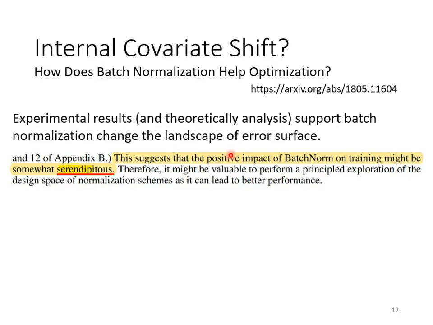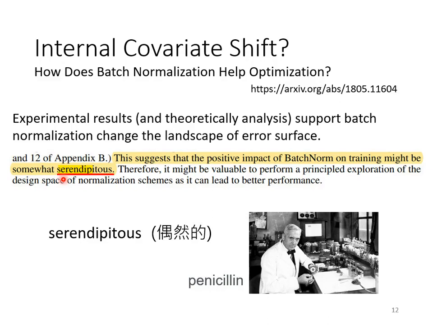So he made the following exclamation. He thinks that the positive impact of batch norm on training may be somewhat serendipitous. What is serendipitous? This word may be translated as accidental, but accidental does not fully express the meaning of this word. This word means that you found something unexpected. For example, penicillin is an unexpected discovery.